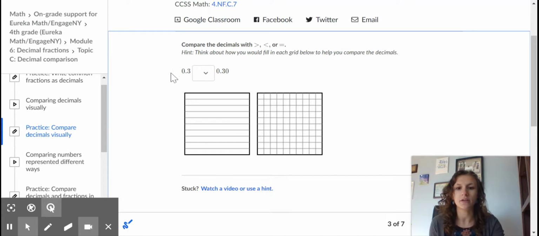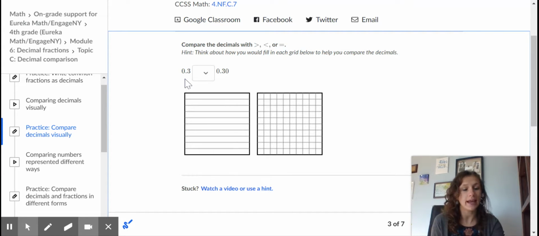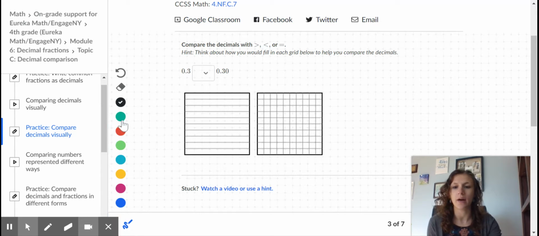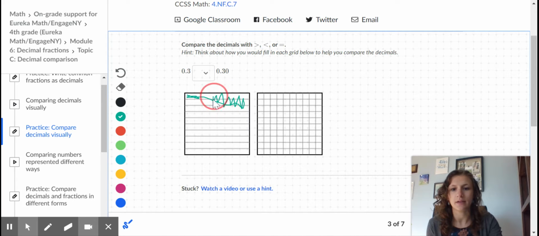All right, so let's go ahead and look at this one. We're trying to compare 3/10 to 30/100. Let's go ahead and show that on our grid. So if I want 3/10, I see that these are tenths, so I could do 1, 2, 3. Okay, there's my 3/10. Making sure I try to color it as best as I can. All right, there's my 3/10, or I need 30/100. Okay, I see that these are 10/100, 20/100, 30/100.